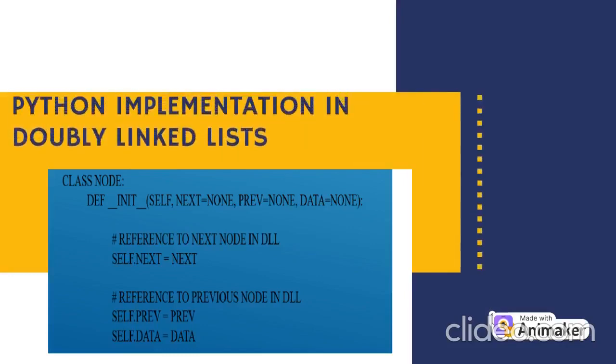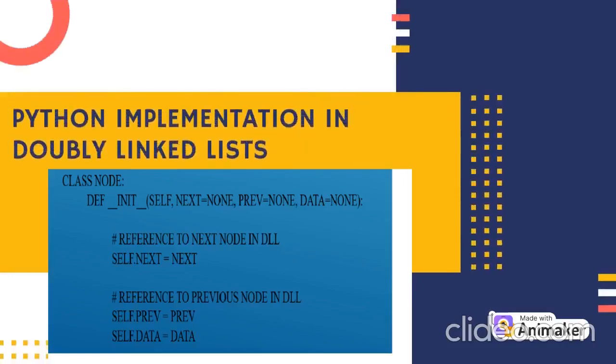It is the Python implementation of a doubly linked list. It has a class named Node. self.next = next is the reference to the next node in the doubly linked list. self.prev = prev is the reference for the previous node in the doubly linked list, and self.data = data is the reference for the data, which stores the value.